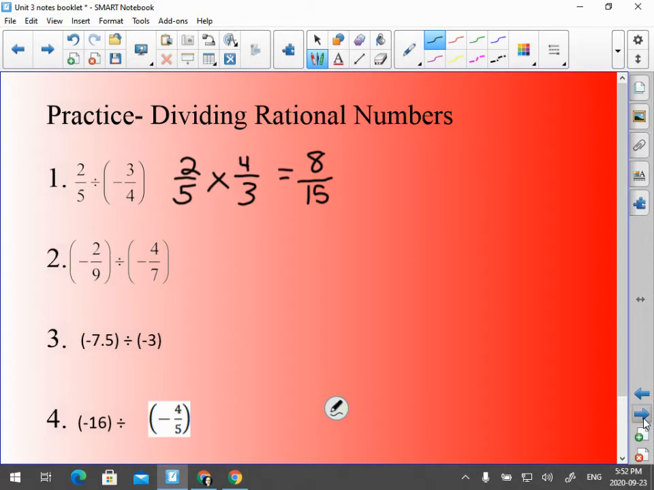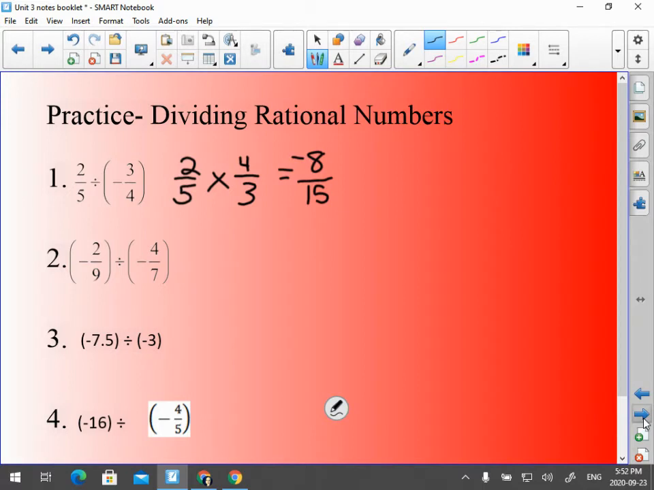After I've done the math, I'm going to go back to my integer rules. I have a positive, so there's nothing in front of my first fraction, so it is positive, and I'm dividing it by a negative. That means I have an odd number of negatives, so my answer is going to be negative. Again, you can put the negative at the top, the middle, or the bottom. It will not change the final answer.